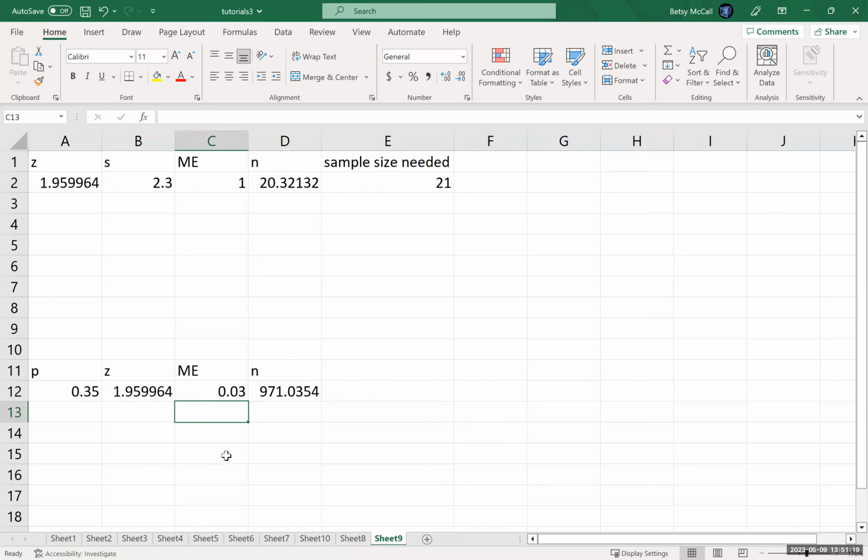As I said, the sample sizes for proportion problems tend to be very large. We have to round up. It does not matter how small this decimal place is. You have to round up to 972.